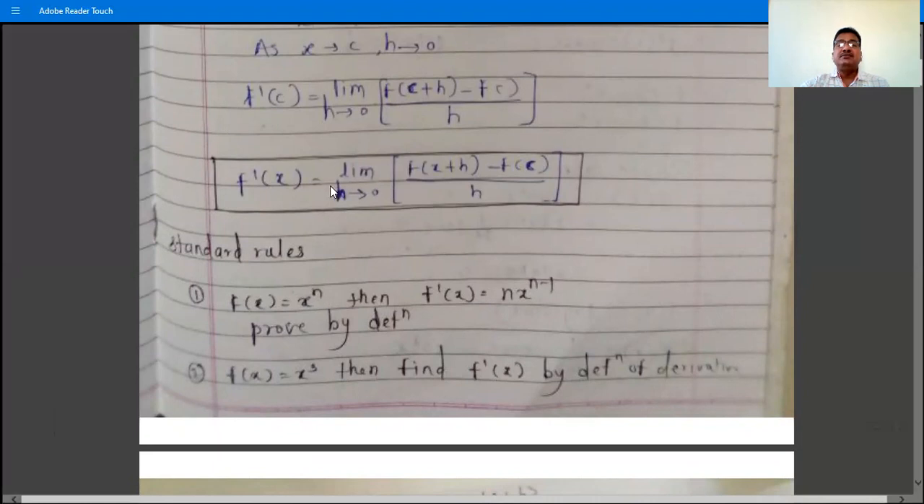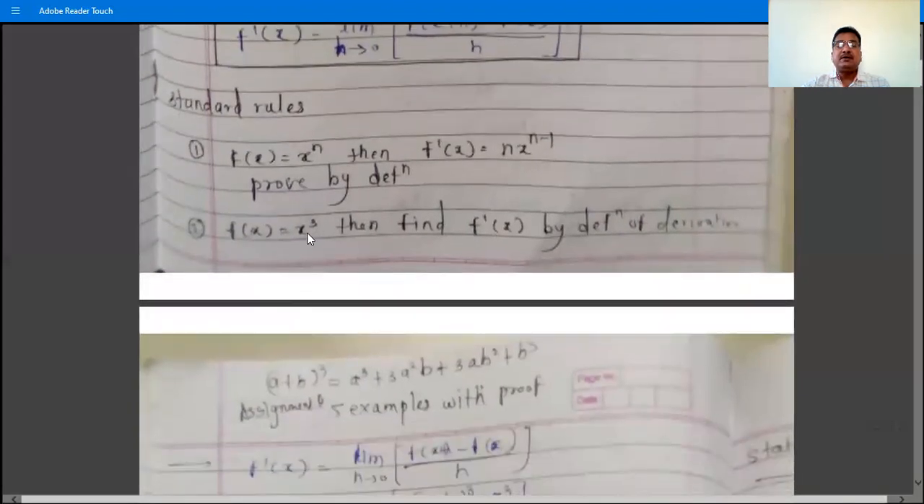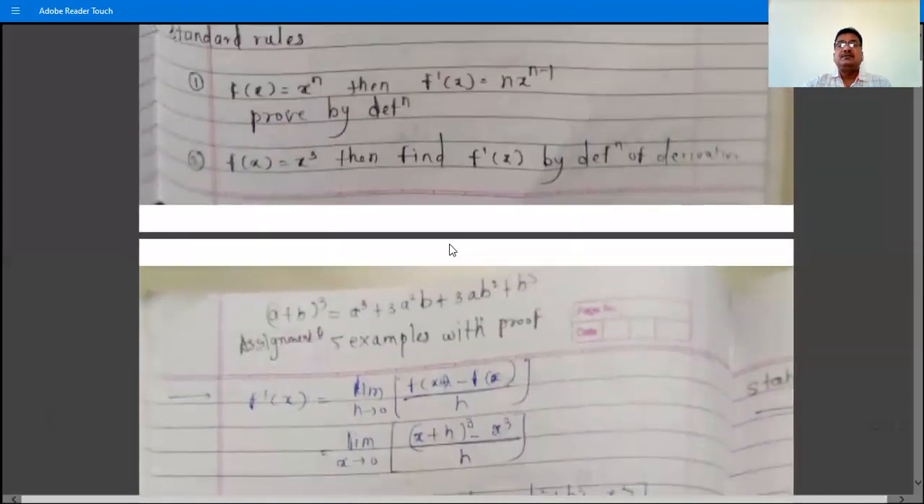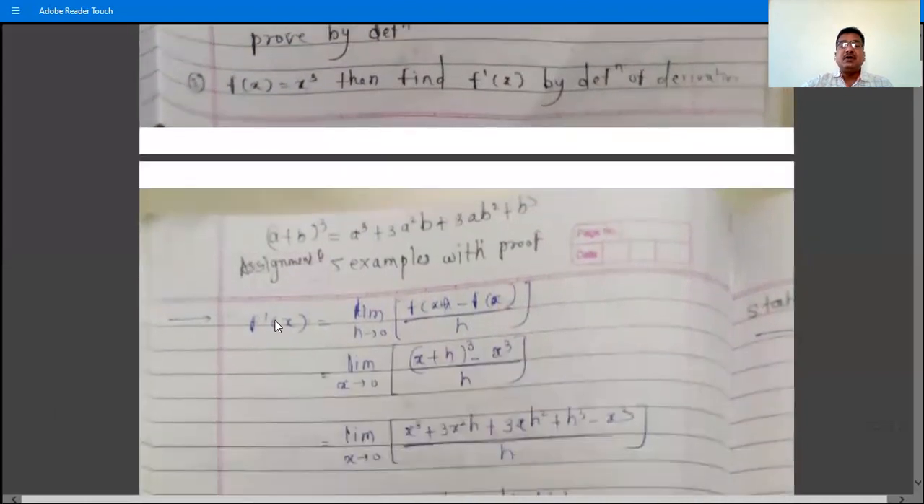Already, by using this definition, in the 12th standard we have given the proof of all the standard rules. What are they? That if f(x) is x raised to n, then f'(x) is n x raised to n minus 1. And if we take f(x) as x cube, then its derivative is 3x square. So we will give the proof for x cube. f(x) is x cube, then f'(x) is 3x square.